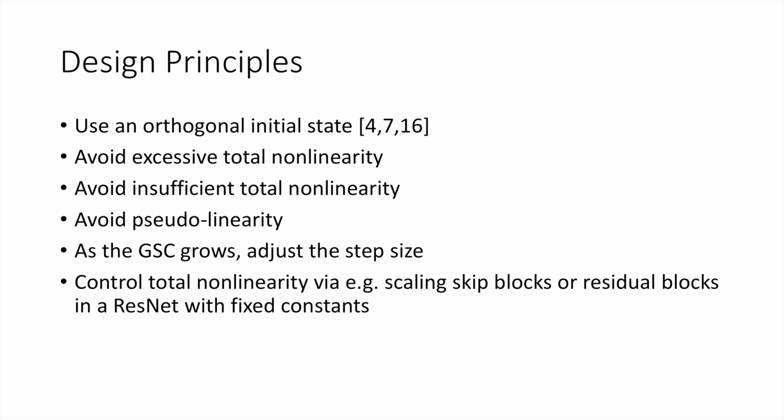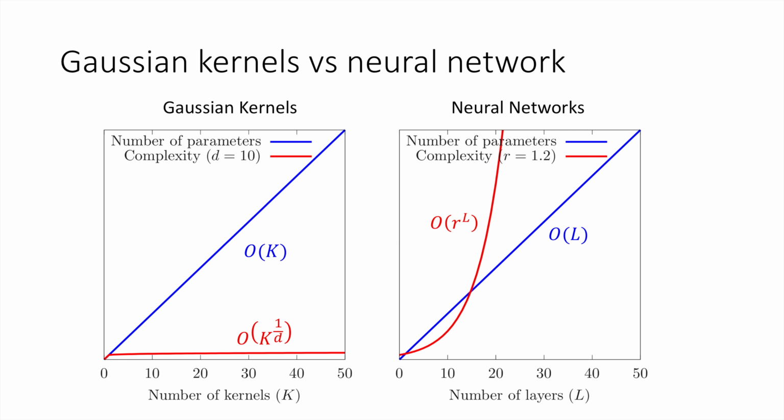Finally, the total nonlinearity can be controlled, for example, by controlling k-dilution by multiplying fixed constants to skip blocks or residual blocks in ResNet. A good high-level summary of this talk is given in this illustration. These graphs juxtapose the classical view of the behavior of machine learning models as represented by a Gaussian kernel machine with the behavior of deep networks.